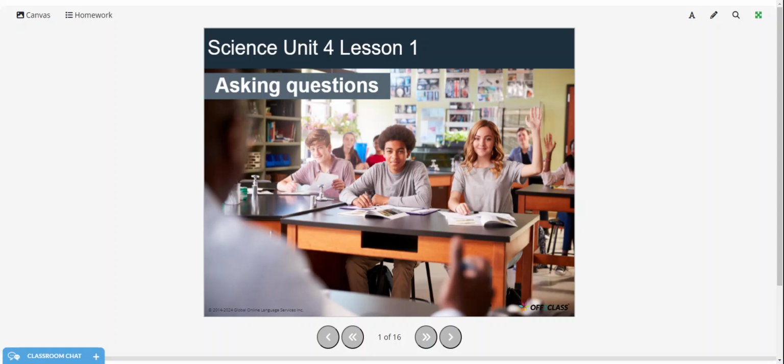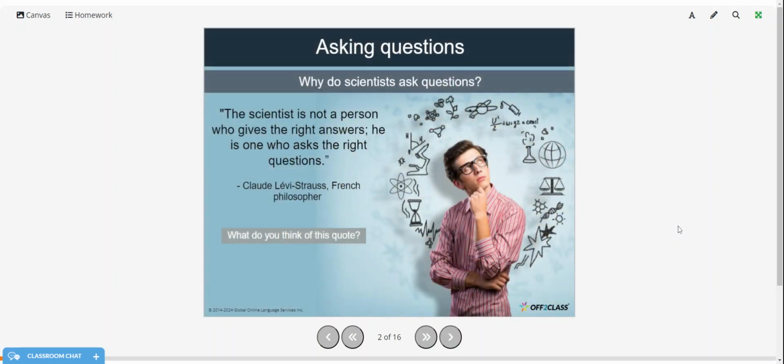This is a B1 level science lesson and today we're going to talk about asking questions. So why do scientists ask questions? "The scientist is not a person who gives the right answers, he is the one who asks the right questions." And that's a quote by Claude Levi-Strauss, a French philosopher. So what do you think of this quote? Do you agree or disagree and why?